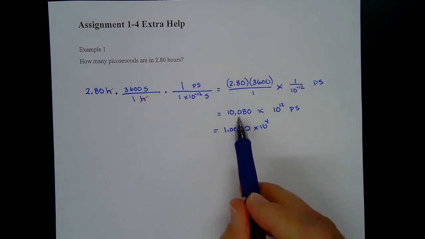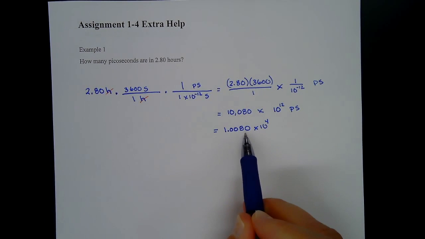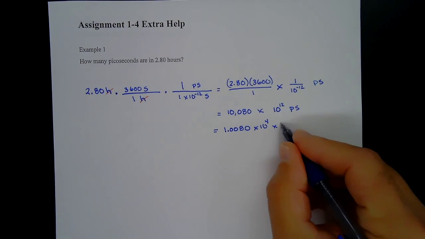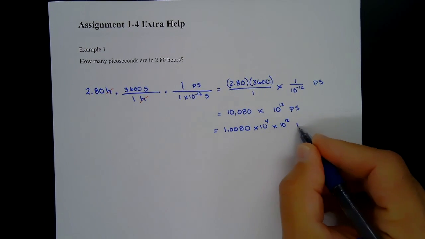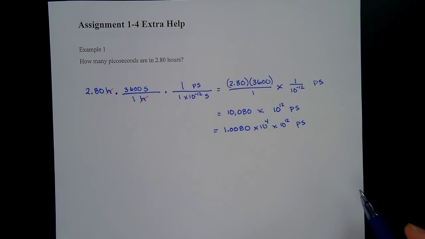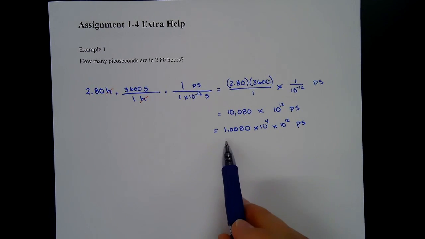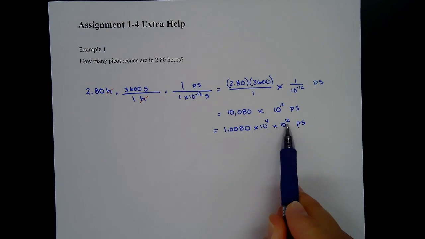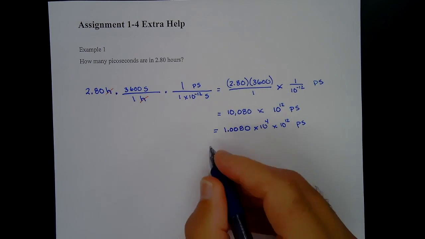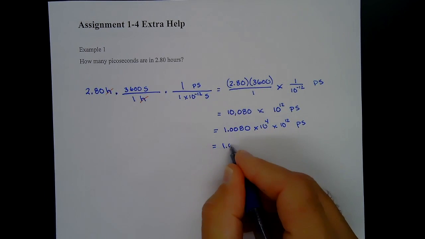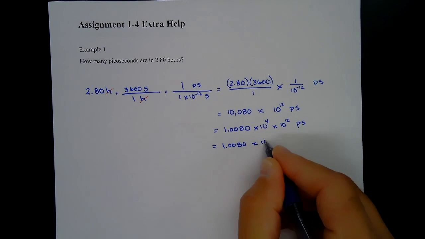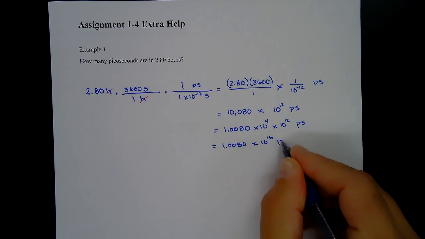That's just taking this number and writing it in scientific notation, which you should know how to do, and then times 10 to the 12th picoseconds. Now if we look at this, we have 10 to the 4th times 10 to the 12th. That means exponent rules, we can add our exponents. So this is 1.0080 times 10 to the 16th picoseconds.